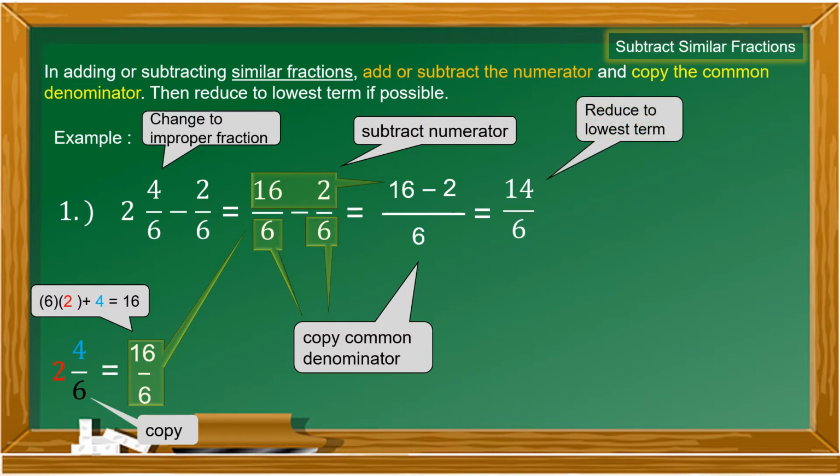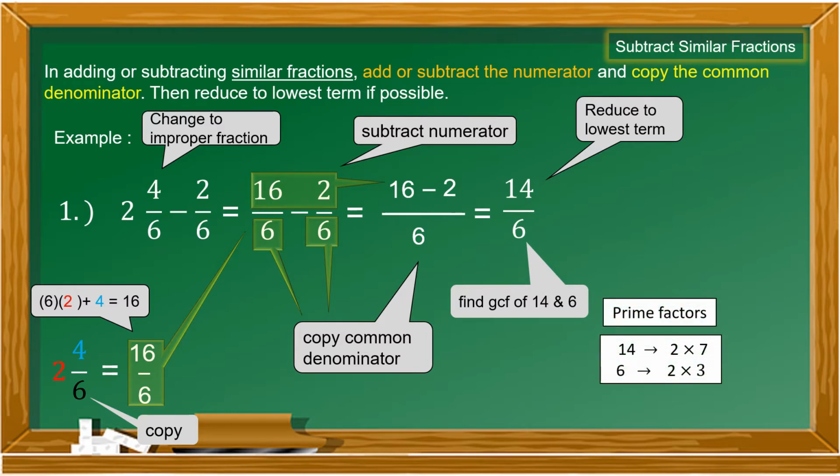You are going to reduce this to the lowest term. So you are going to find the greatest common factor. What is the greatest common factor of 14 and 6? You are going to use prime factorization. What is the prime factorization of 14? That is 2 times 7. In 6, that is 2 times 3. Then they have a common factor, that is 2. This will be our GCF, which is 2.